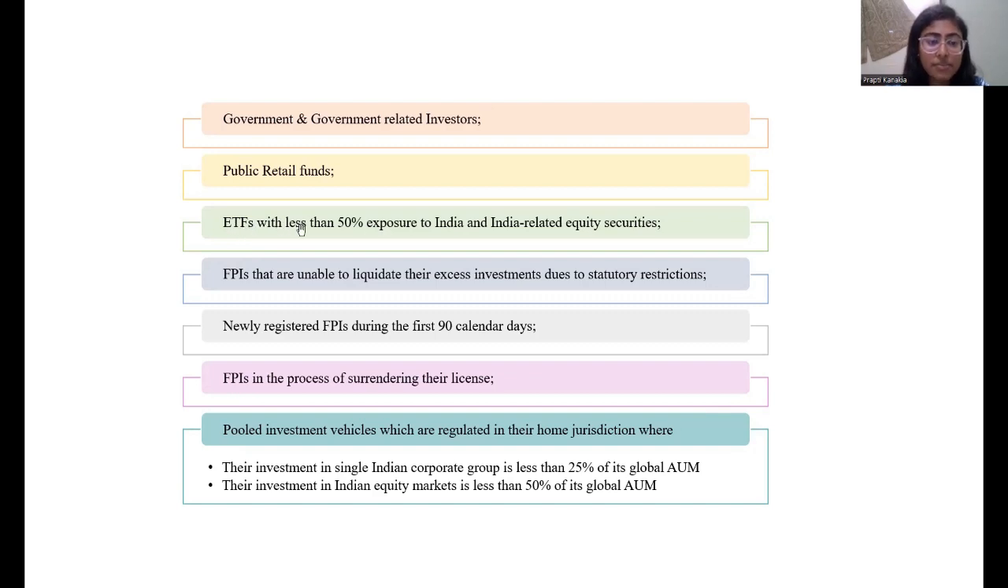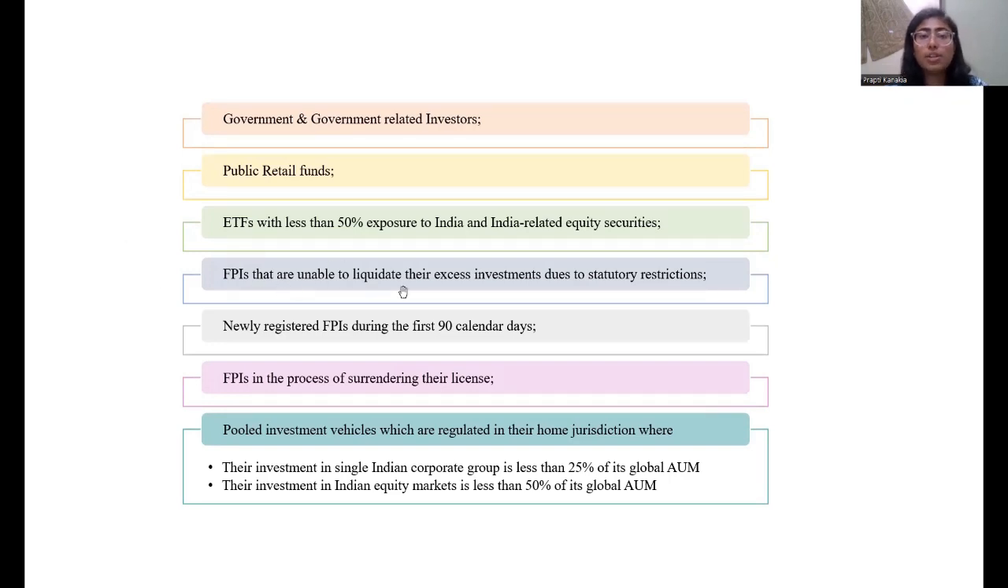Exchange traded funds, which have less than 50% of exposure to India and India related equity, which means they have far larger global investments. So when comparing the India investments, it's very less compared to the global investments. And therefore, these FPIs too are exempt.